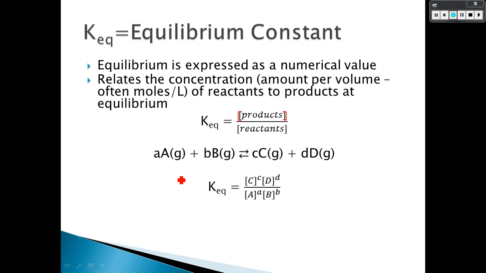A couple things to know. I will always give you problems dealing with gas. It's slightly different dealing with liquids and solids, and if you're looking for the extra credit that will be on your test, you're going to want to find out why it's different for liquids and solids and how it's different. You're going to need to know both the why and the how if you want extra credit on the next test.